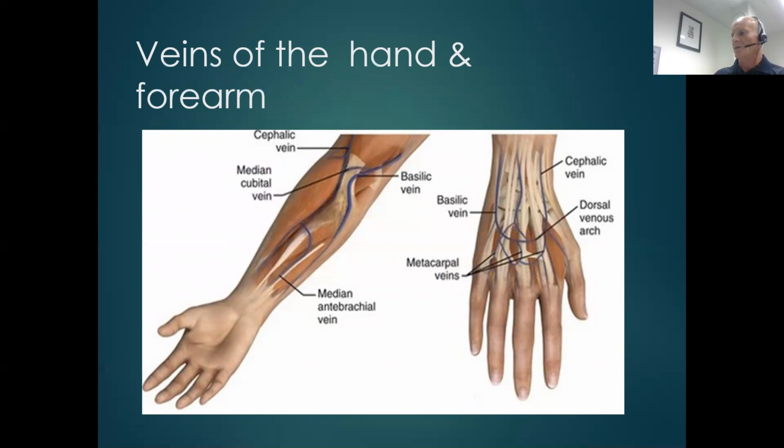Which veins do we usually use if we're putting a large bore cannula into anyone? We tend to look for the basilic or the cephalic vein, and obviously in there we've got the median cubital vein as well.